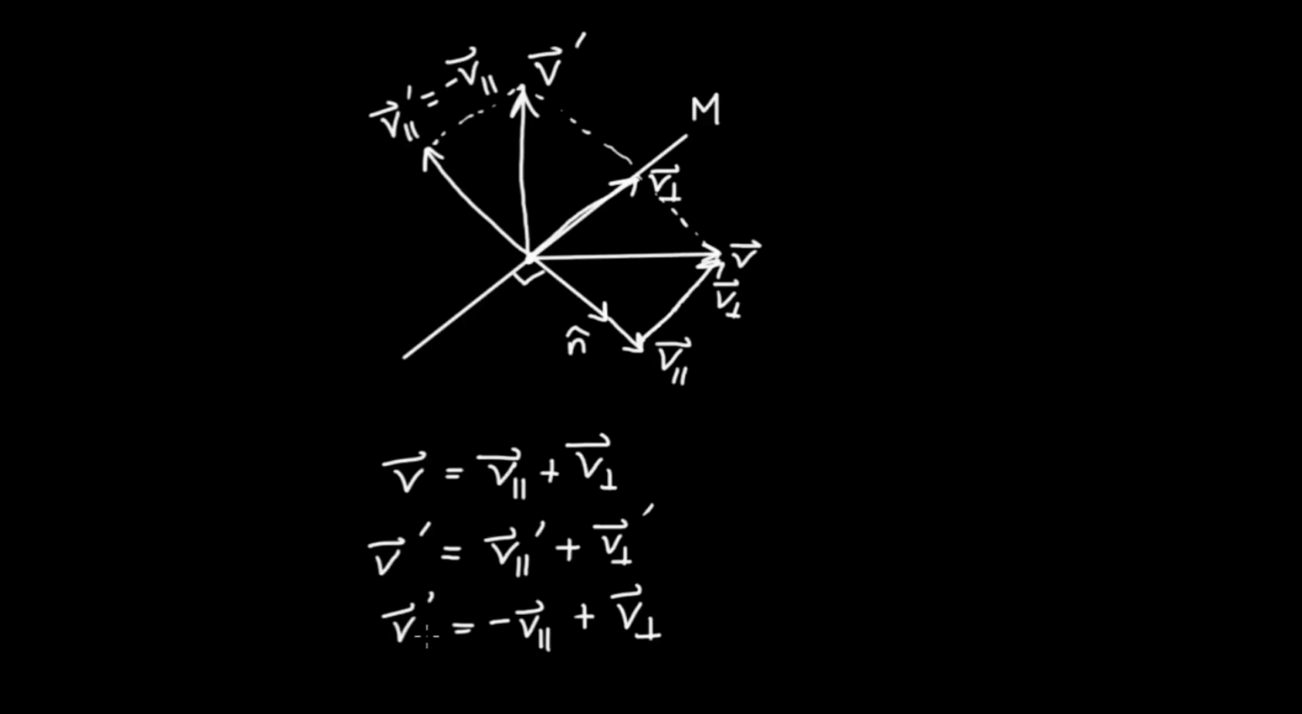What I'm going to do now is work with this formula a little bit. I'm going to return to this first formula, that v is equal to v parallel plus v perp, and I'm going to solve for v perp.